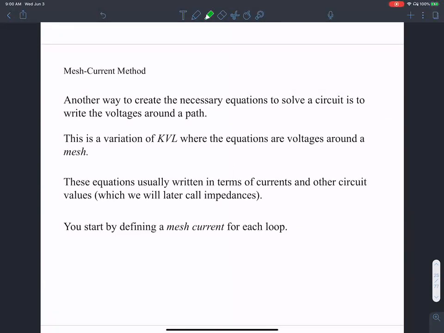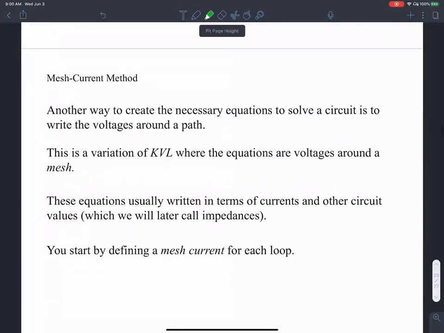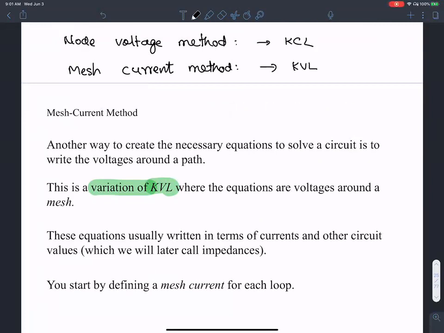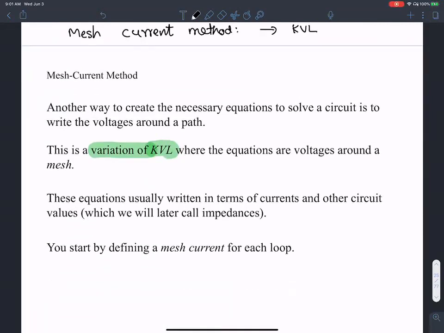So this is another way to create the necessary equations to solve a circuit. It is based on the idea of KVL. It's fundamentally a variation of KVL. Earlier we saw that node voltage method is nothing but a play on KCL. Mesh current method is nothing but a play on KVL, a different manifestation of KVL, where the equations are voltages around a mesh.